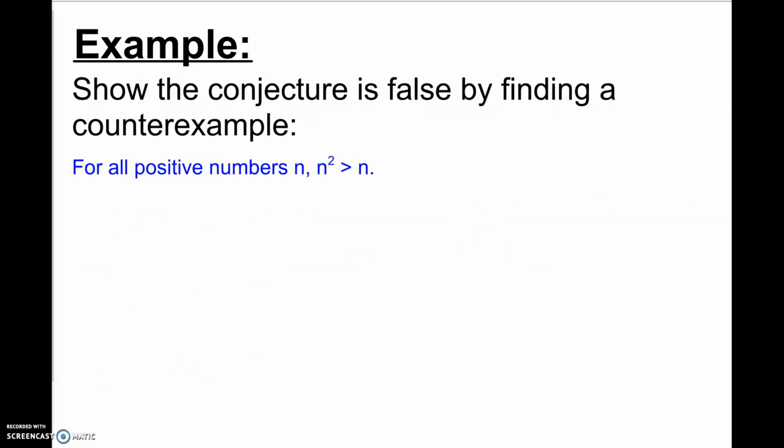Now show the conjecture is false by finding a counterexample. They're telling you this conjecture is false: for all positive numbers, n squared is greater than n. Is this conjecture true? Let's put in 5 and square it. Is that greater than just 5? Is 25 greater than 5?